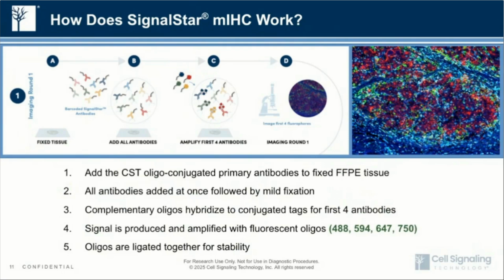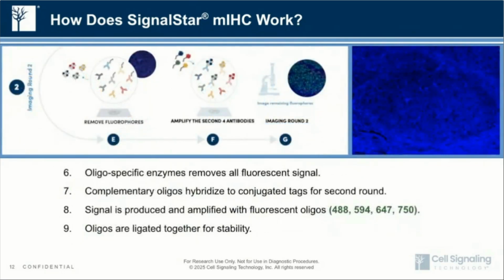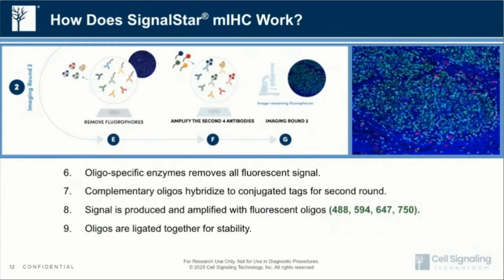in order to image. Once imaging is complete, there is a double-stranded DNA enzyme that is used to cleave off all of the double-stranded oligos. And you can see here, all the fluorescent signal is removed between imaging rounds. And then you can come in with, again, complementary oligos that are specific to the next 4 antibodies in the panel that will enable you to amplify, in the same fluorescent channels, the second 4 antibodies.